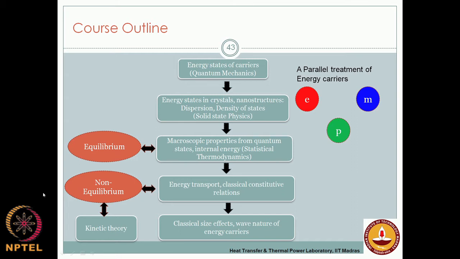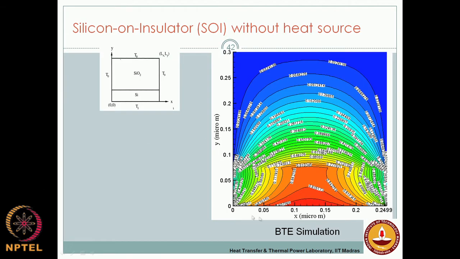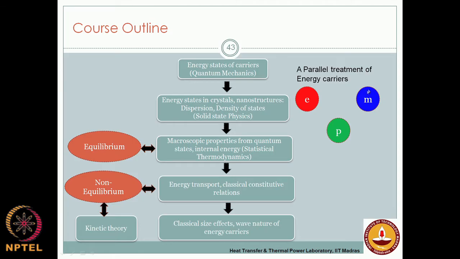So, essentially what I mean is that if you look at this particular picture, I still solve the Boltzmann transport equation here and here, okay, but you see that the Boltzmann transport equation tends to the continuum equation. So, therefore, it is automatically becoming a Fourier kind of approximation in the macro scale limit. So, this is how you can show that you can derive all the macro scale equations from this fundamental equation, right. And we will also have a parallel treatment of energy carriers.